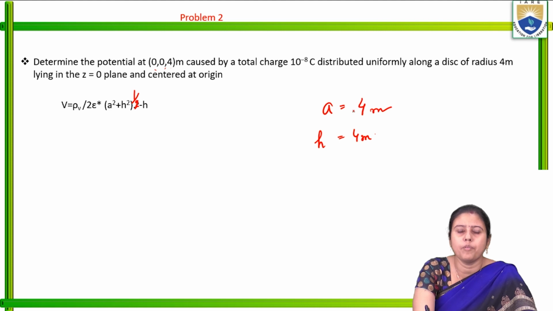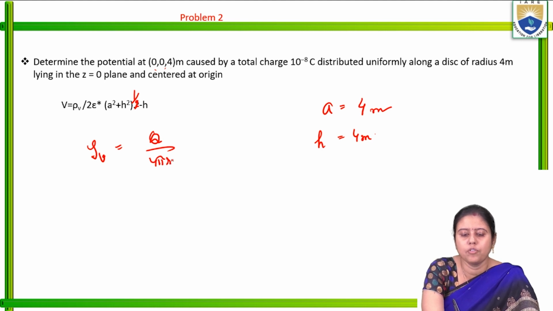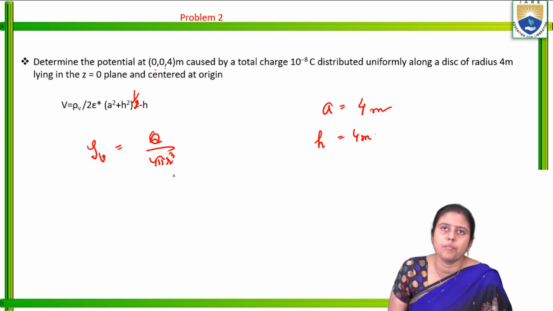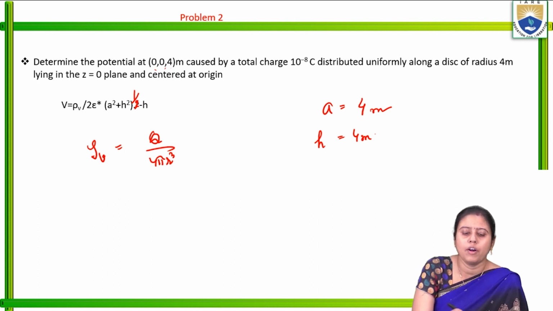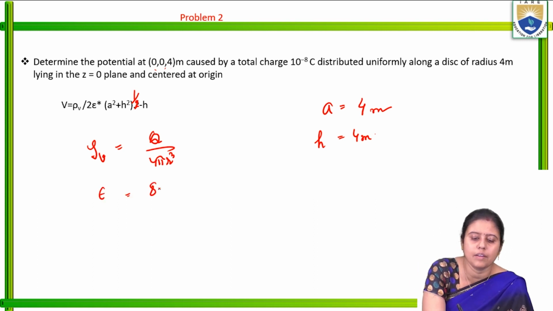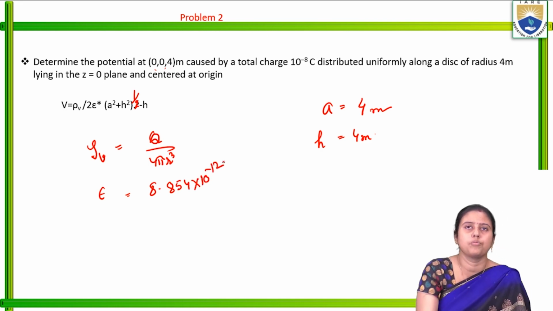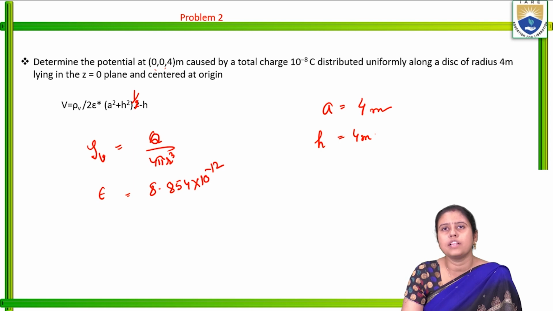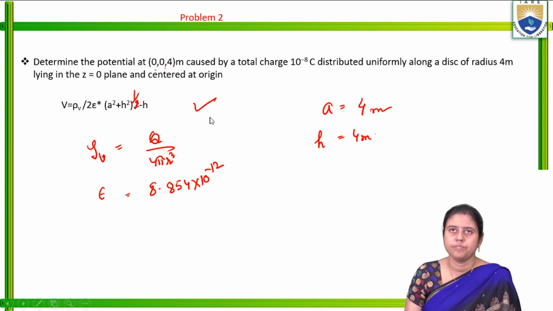So how to get the potential? First we have to calculate rho V. Rho V is equal to Q by 4 pi R cube. The charge is given as 10 to the power minus 8, so we can calculate rho V. The value of epsilon we know: epsilon is 8.854 into 10 to the power minus 12. If we put in all the values, we can calculate the value of the potential.